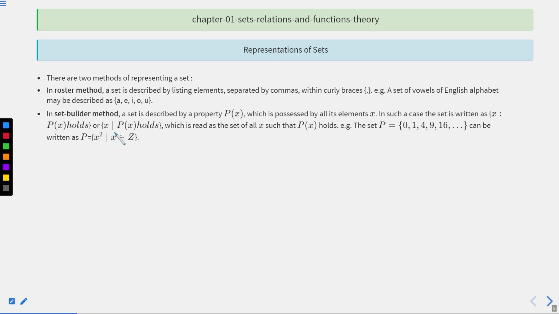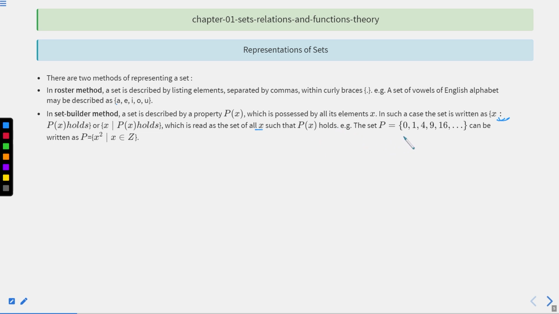The next method of representing a set is the set builder method. In the set builder method, a set is described by a property P(x), which is possessed by all its elements x. In such a case, the set is written as {x : P(x) holds}, where this symbol colon is read as "such that". This is read as the set of all x such that P(x) holds.